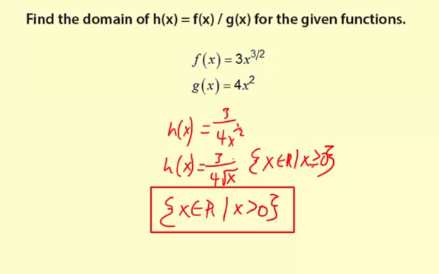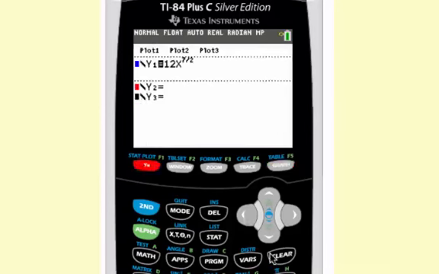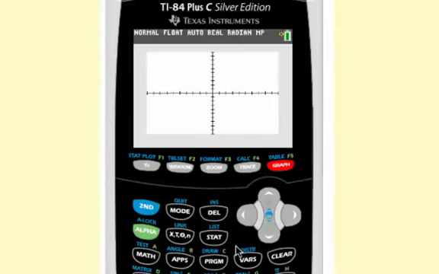And you can graph this function if you would like. So it's 3 divided by, and I'm going to use parentheses here, 4x to the 0.5 or 1/2 power. I'll just put 0.5. Okay, that's an interesting looking graph. Let's look at the table.